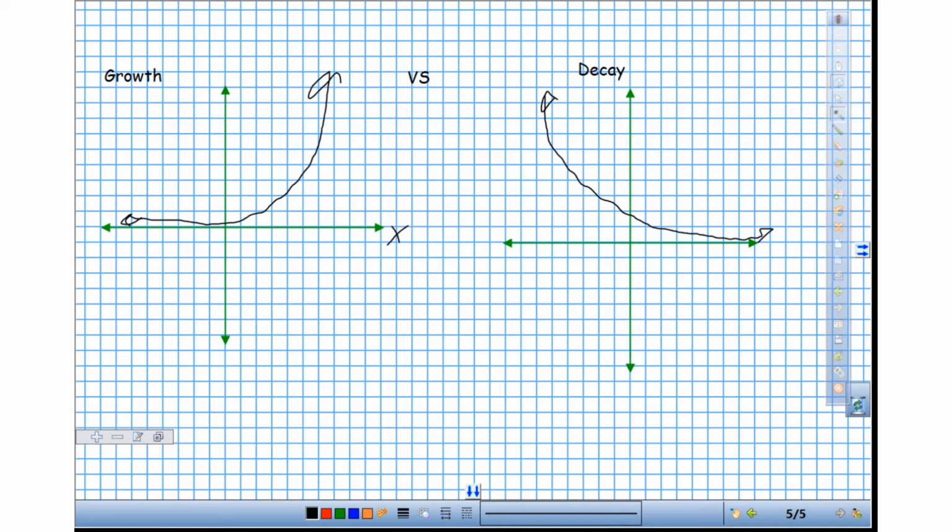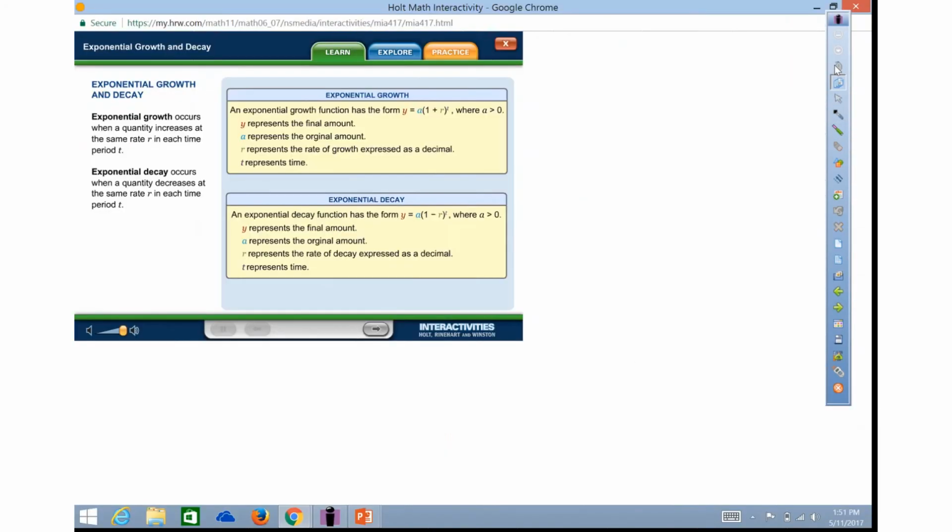Okay, and so when we're talking about growth and decay, things are going to grow and things are going to decay, but they're going to approach an asymptote, which is the x-axis. Okay? What I really want to go over real quick is I want to show you the formulas for those. So here are the formulas for growth and decay.